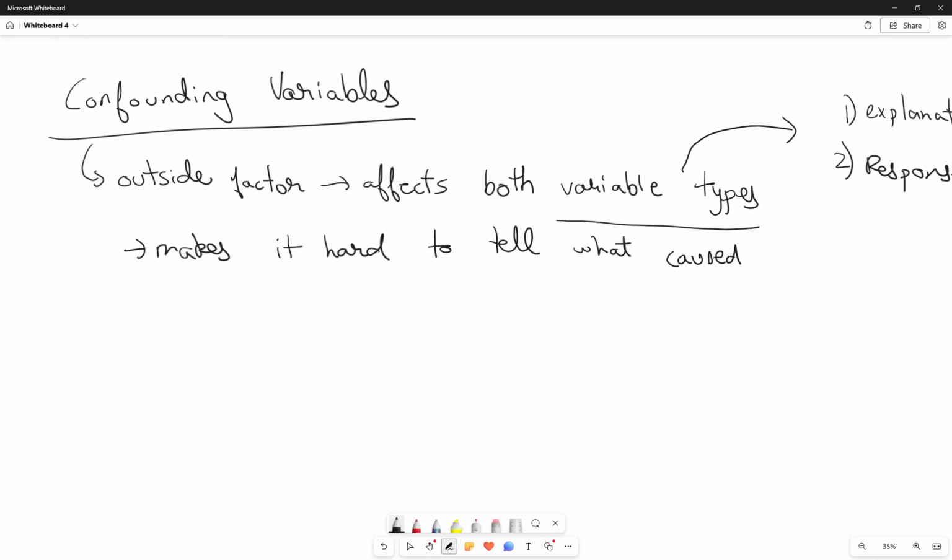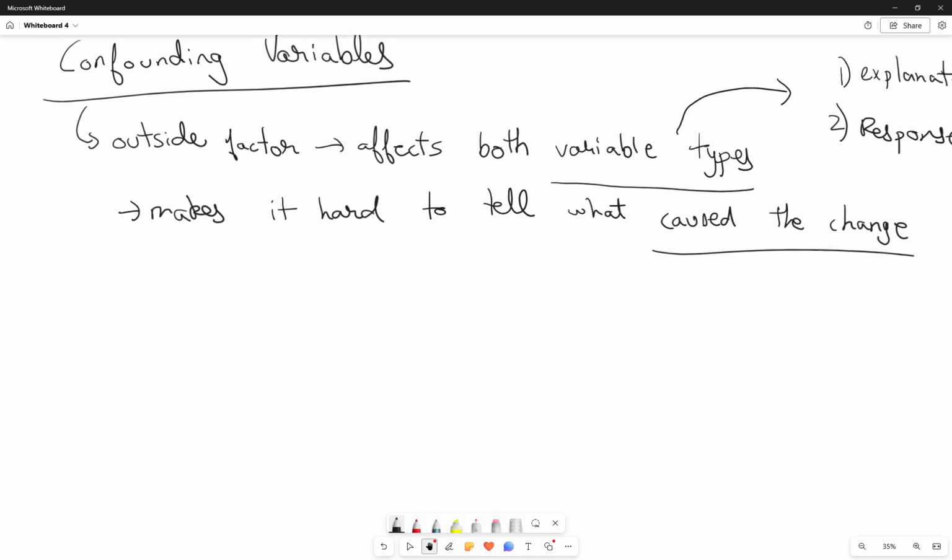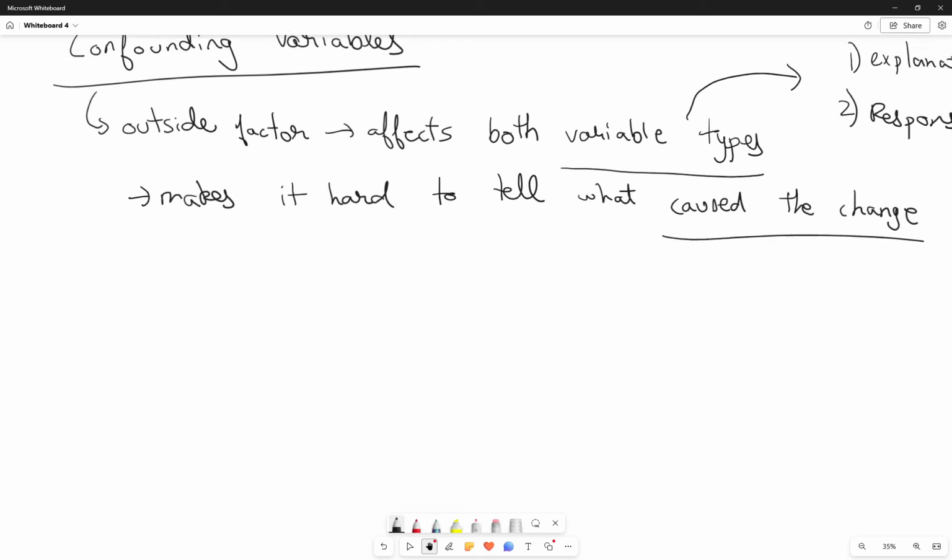Now, if you watched my video on observational versus experimental studies, you know that this is the problem with observational studies. There is correlation, but we cannot prove causation. And that is because we are not controlling confounding variables. So basically, it confuses the relationship between two variables that you're studying, right? Let's go to an example so it's easier for you to understand.